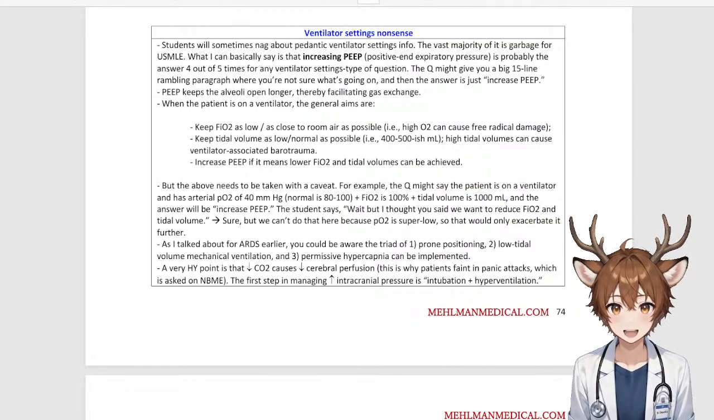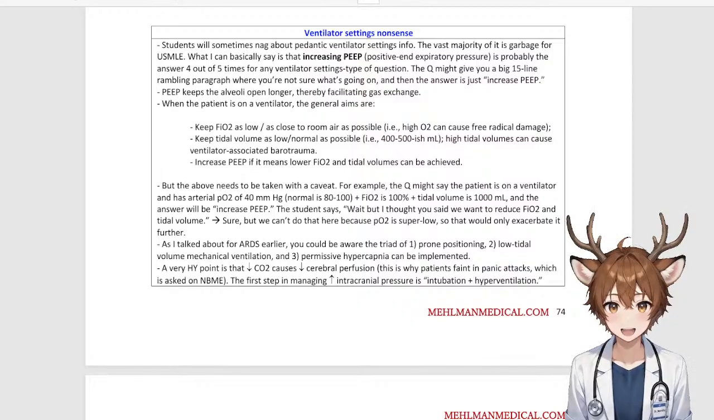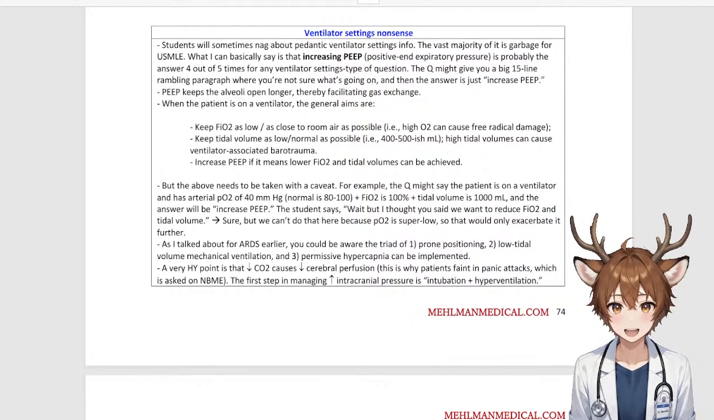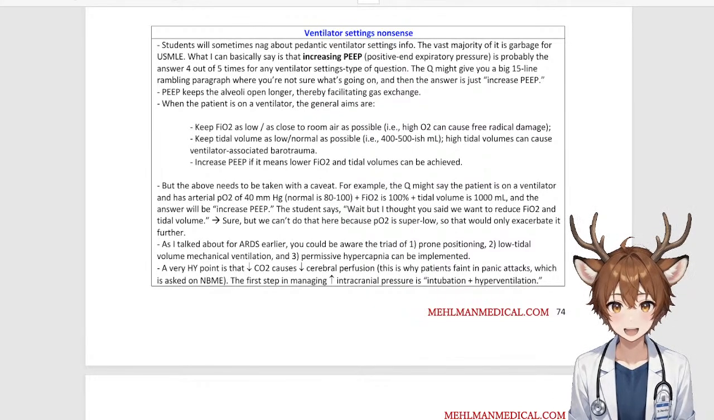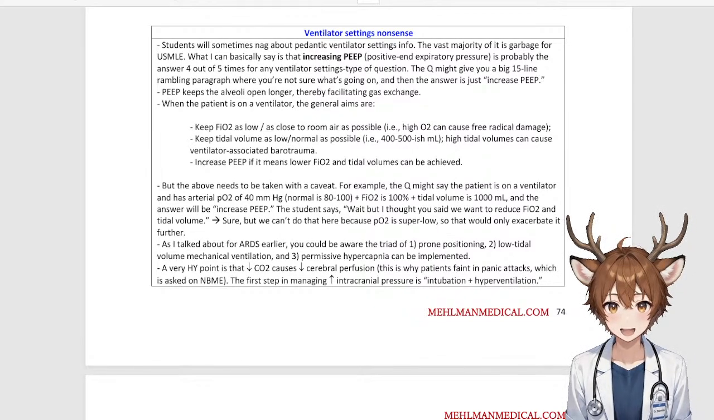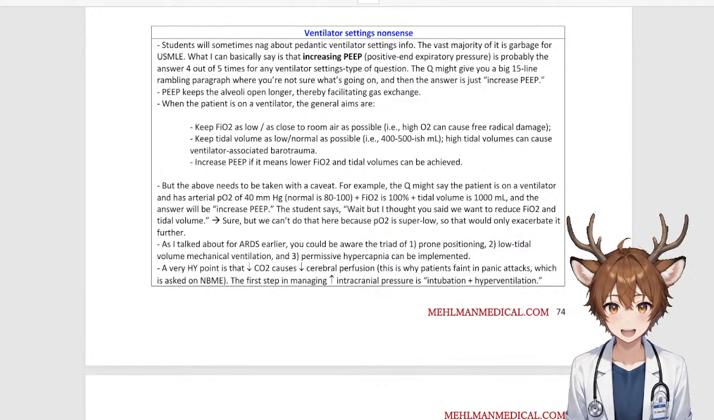So, what about ventilator settings nonsense? Students will sometimes nag about pedantic ventilator settings information. The vast majority of it is garbage for USMLE. What I can basically say is that increasing PEEP, positive end-expiratory pressure, is probably the answer 4 out of 5 times for any ventilator settings question.